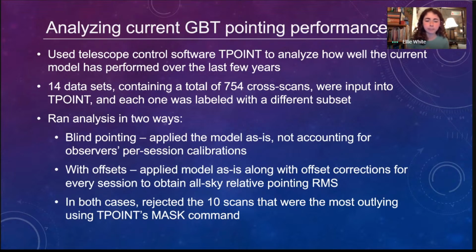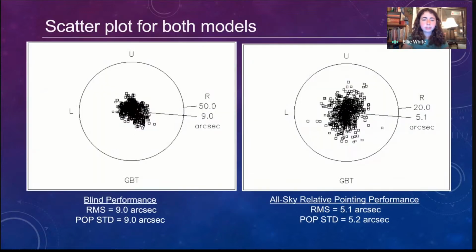you see? This last bullet just means we did a lot of quality control to make sure that we would reject any bad scans that were corrupted by wind or other effects that have nothing to do with the pointing model. So I'd like to show a couple of plots that I think are really good to explain how well the telescope's pointing.